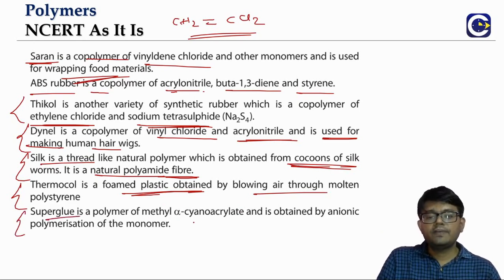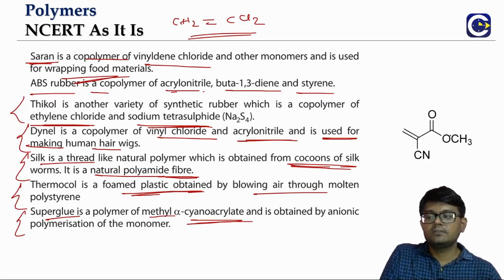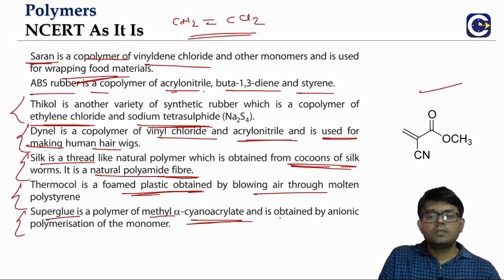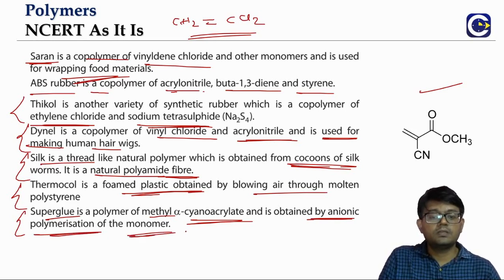It's a polymer of methyl alpha cyanoacrylate. So what is methyl alpha cyanoacrylate? This is the structure. The anionic polymerization of this methyl alpha cyanoacrylate will give us super glue. So just know the additional things: ABS rubber, then Thiokol, then thermocol. When you blow air through molten styrene, we get thermocol.